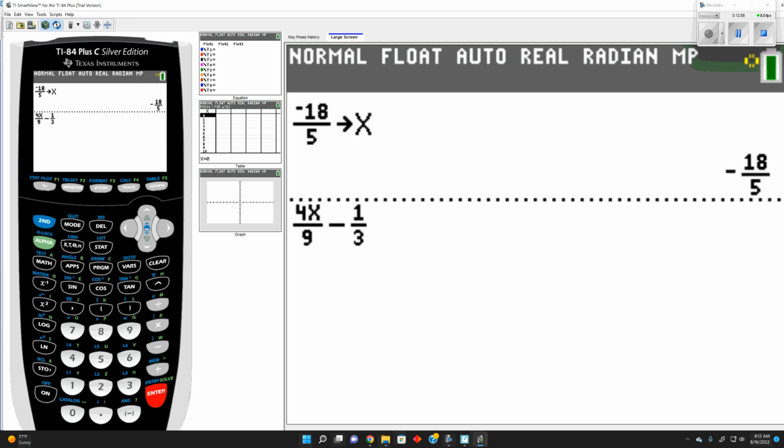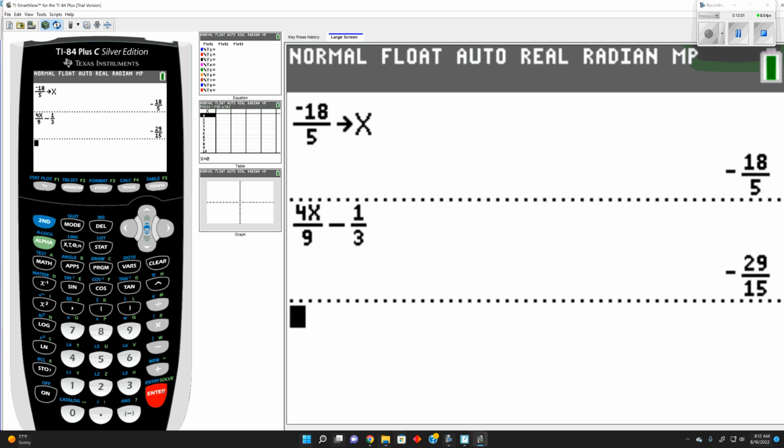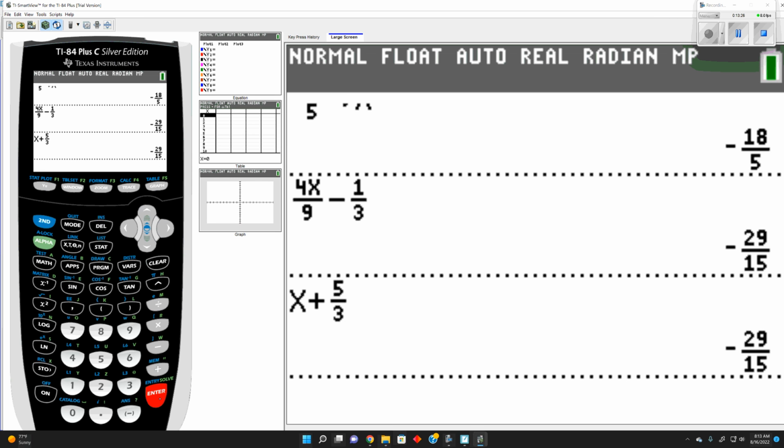So I can go on and hit enter. So I get negative 29 fifths. Yes? So that's one side of it. That doesn't tell us the whole thing yet, because the other side of the equation was x plus 5/3, yes? So I can do that also. I can say x plus 5/3. Now, if both sides of the equation give us the exact same thing, it means that x is indeed negative 18 fifths. They both give us the same result, so that is the correct answer.